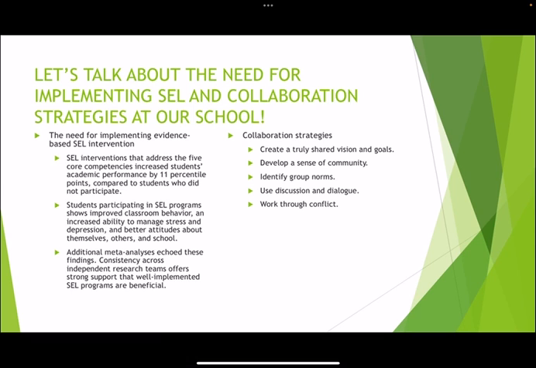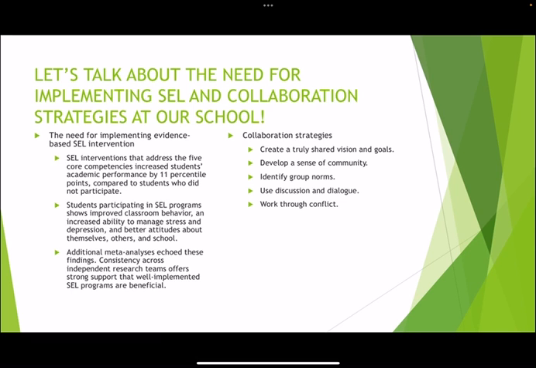So, starting off with why we need to implement evidence-based SEL intervention in our school, I think it's just important to look at the research as to how it has helped students in other schools. SEL interventions that address the 5 core competencies increase students' academic performance by 11 percentile points compared to students who did not participate. So if we use it, the academic performance of our students will go up, and they'll be learning more, and they'll be engaged while they're learning as well.